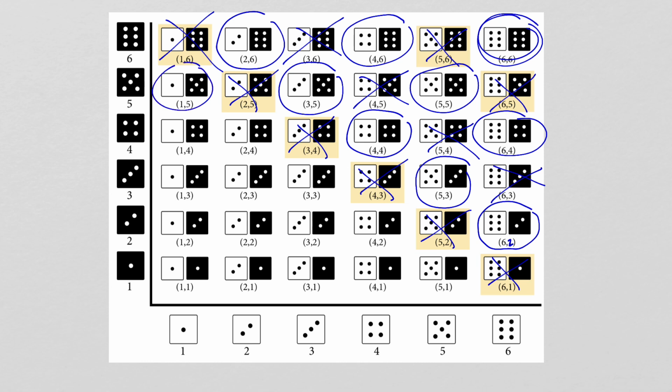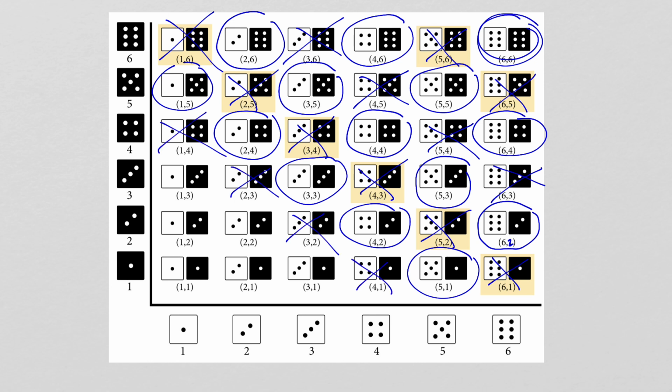1 plus 5 is 6. 2 plus 4 is 6. 3 plus 3 is 6. 4 plus 2 is 6. 5 plus 1 is 6. And then we're not interested in these. 1 plus 3, 2 plus 2, and 3 plus 1 are all equal to 4. And finally, 1 plus 1 is equal to 2. So all the ones that I have circled here will give an even sum.